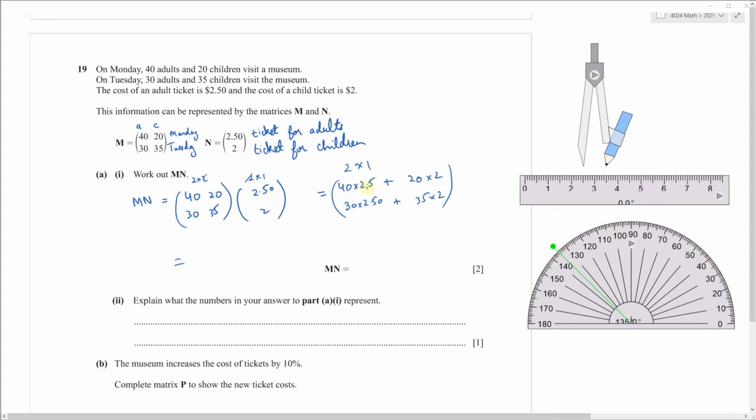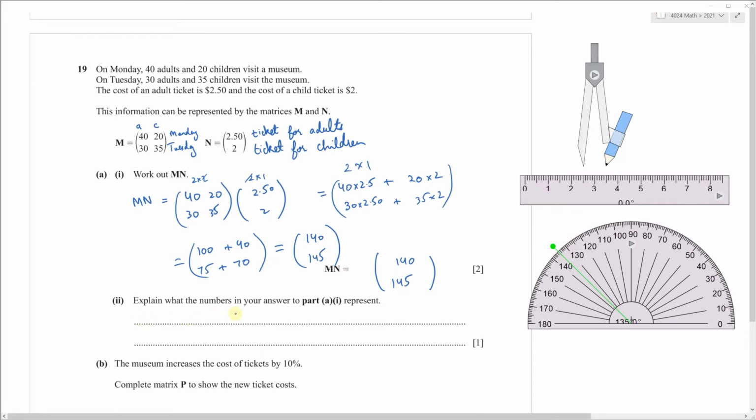So 40 times 2.5 will be 40 times 2 is 80, and then 40 times 0.5 is 20. So 80 plus 20, 100. 40 times 2.5 is 100. 20 times 2 is 40. And 30 times 2.5 will be 75. 60 plus 15, yeah. And then 35 times 2 is 70. So 100 plus 40 is 140. 75 plus 70 is 145. So your answer here will be 140 and 145.